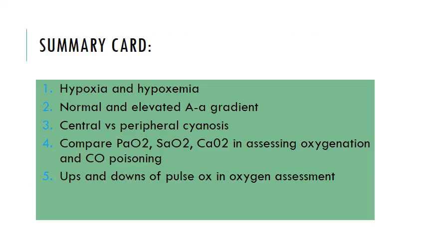So in summary, we've spoken about hypoxia versus hypoxemia, normal and elevated AA gradients and what they represent, central versus peripheral cyanosis. We've compared all of these oxygen assessment tools in the setting of normal oxygenation and carbon monoxide poisoning, and lastly, the ups and downs of pulse oximetry and oxygen assessment.